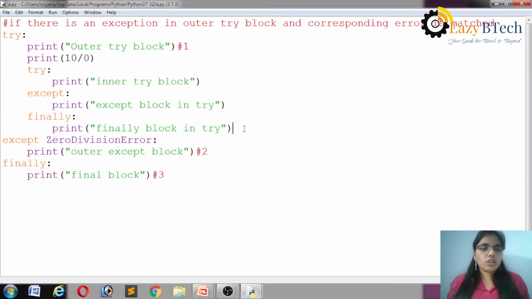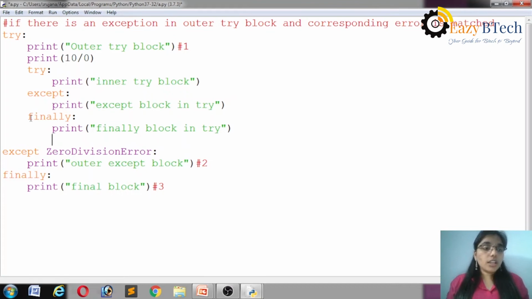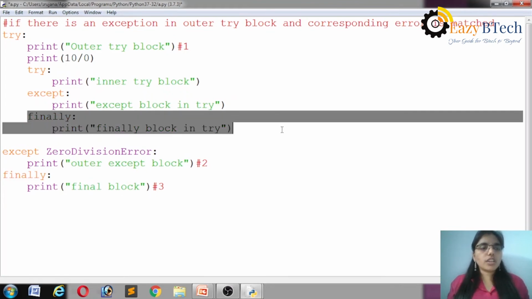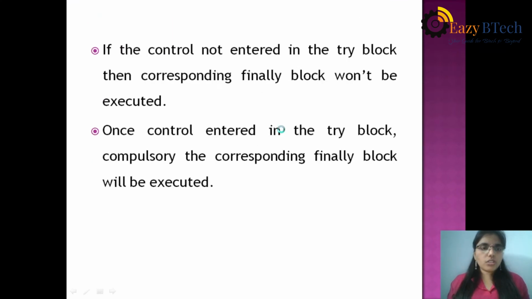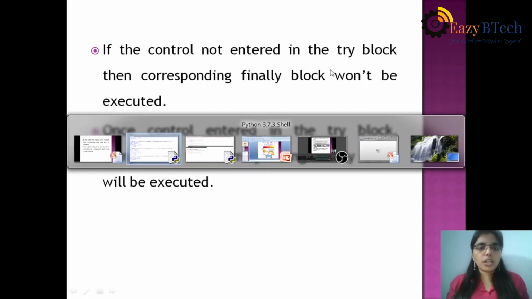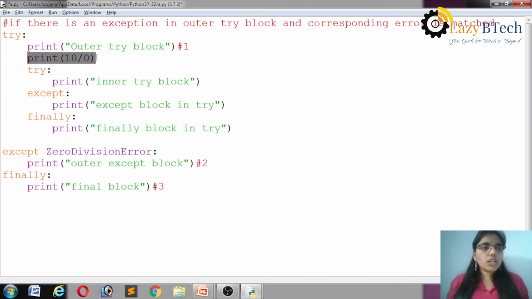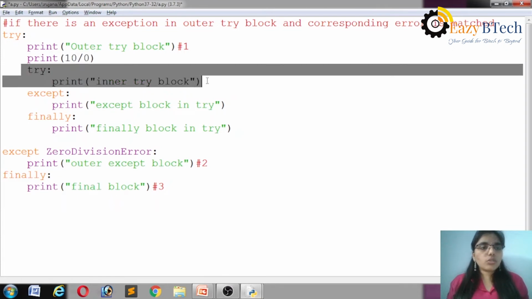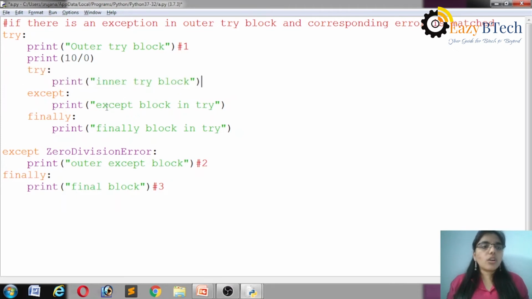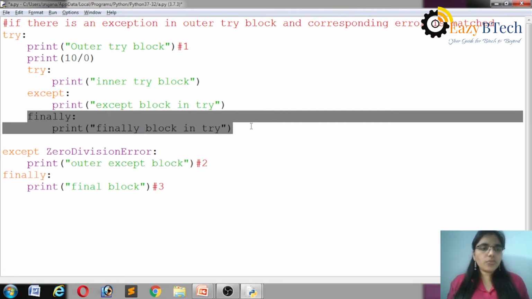But you may have a doubt. There is an inner finally block. Why is it not executed? I already told one point: if control does not enter into the try block, the corresponding finally block won't be executed. Whenever the exception comes in the outer try block, it will not enter into the inner try block, so it will not execute the inner finally block. Okay, understood, all of you?